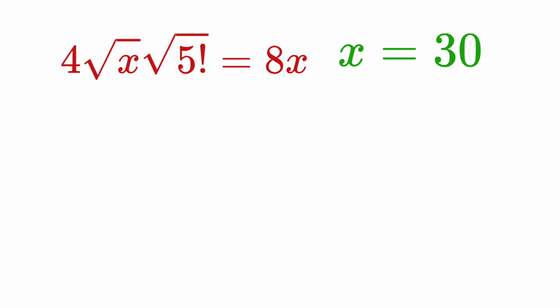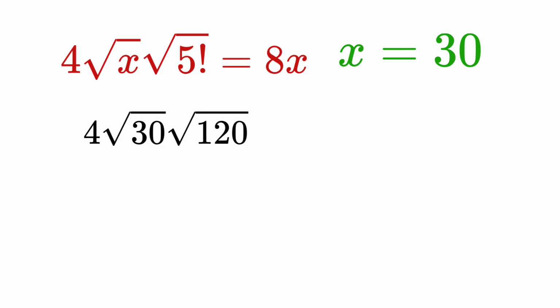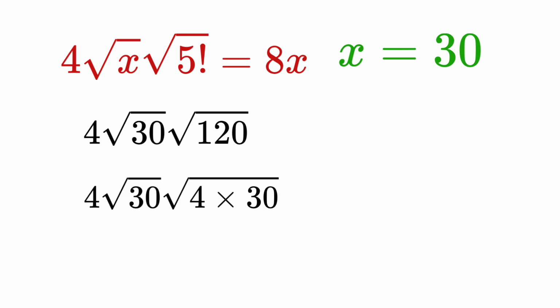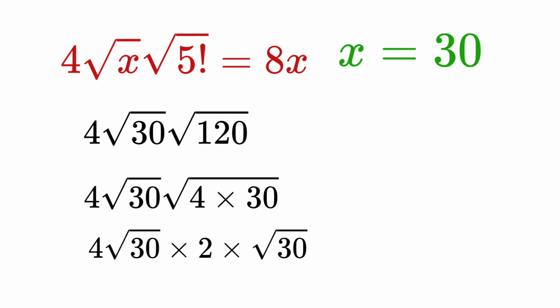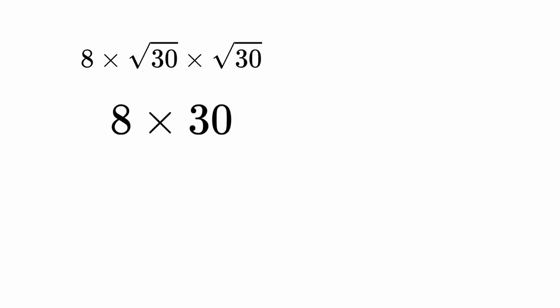First take left side. So 5 factorial is 120. 120 we can write as 4 into 30. Square root of 4 is 2, take outside. 4 into 2 is 8, then we get 8 into square root 30 into square root 30. Square root 30 into square root of 30 is 30. So 8 into 30 is equal to 240.